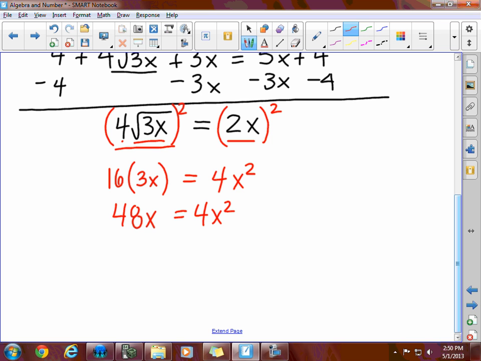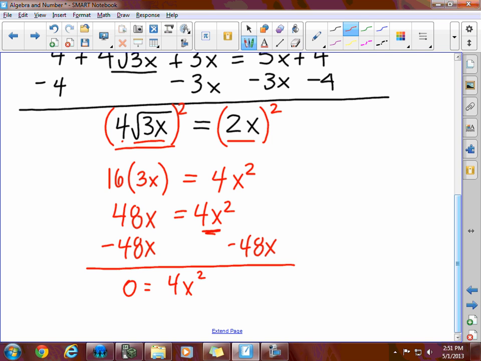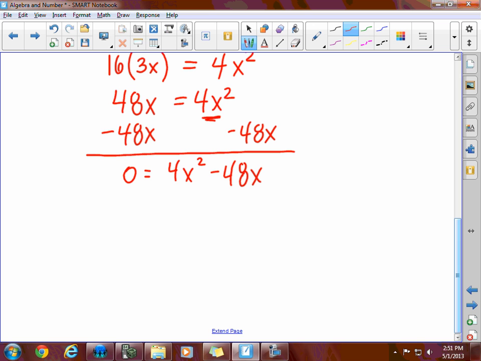So now I've gotten rid of all of my radicals. Now I want to move everything to one side of this equation, making it equal to 0, but I probably want to take it over to where my leading coefficient would be positive. So I'm going to move everything to the right-hand side, so I want this 4 to be positive. I'm going to subtract a 48x from this side and subtract it from this side, and I'm left with 0 equals 4x squared minus 48x. Now let's try to solve a quadratic.